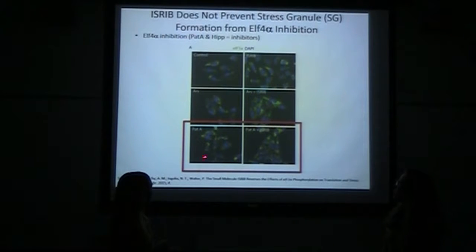Shown here, you can still see the presence of those tiny green dots, those stress granules, in the presence of RID. Therefore, it was concluded that RID did not have an effect on L4 alpha inhibition, and it only affected the stress granules that were formed from L2 alpha.